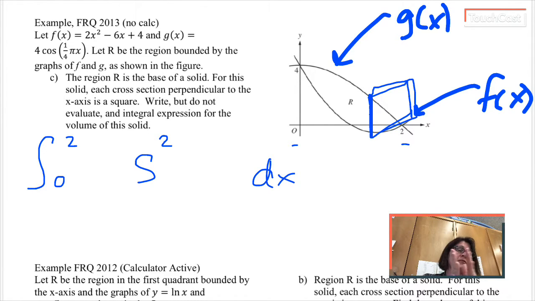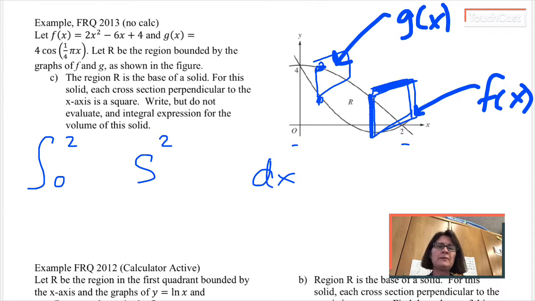Now, to have any success, you're going to have to figure out where your square intersects this base that they've told us about. Because I don't have a way to find that distance directly. But this distance has a boundary at the top, which is g of x, and a boundary at the bottom, which is f of x. Doesn't matter where I take my slice, it's always going to have a side length that is the difference between the g of x y value and the f of x y value. So that's what I'm going to integrate here.